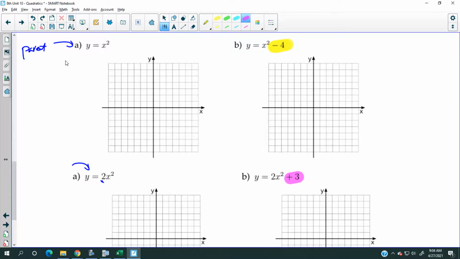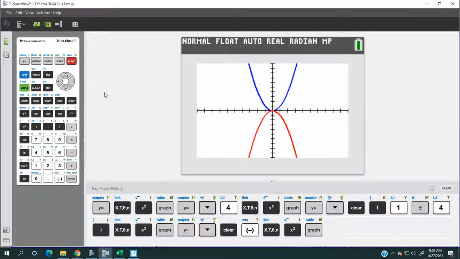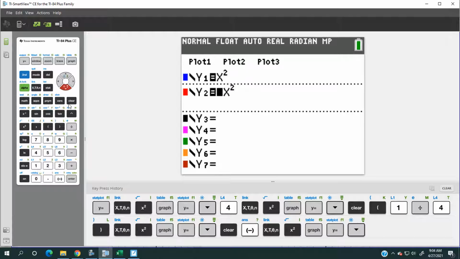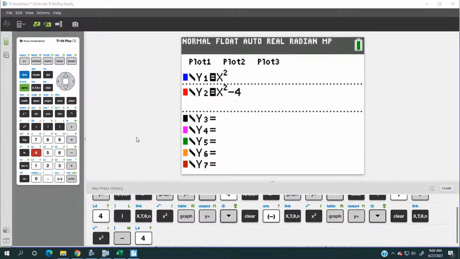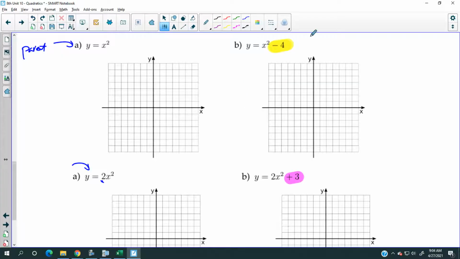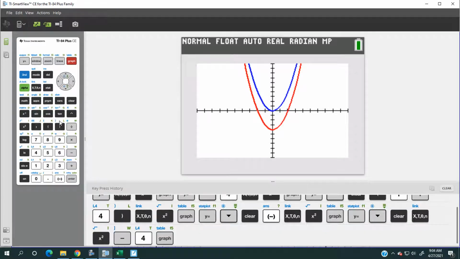All right, let's go back to the calculator. So I got x squared, so now I'm going to do x squared -4. So I'm going to delete the second one. What was it? X squared -4, right? Yep, okay. Graph that. Aha, have you noticed something? What happens when you do -4? Yeah, the graph shifts down, okay?